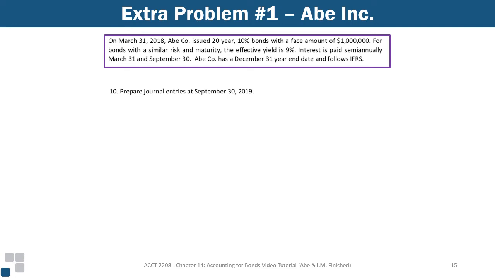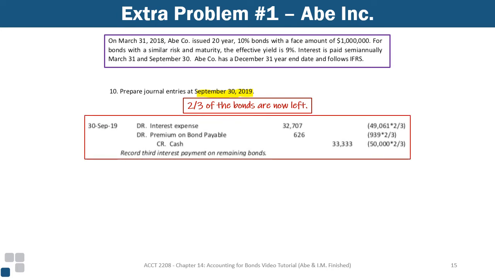Now we need to prepare the journal entries at the year end, which is December 31st, 2019. So we go just one more period here. Now at this point, 2/3 of the bonds are left. We got rid of 1/3, so we have to take anything that's left and multiply by 2/3. On September 30th, we're going to debit interest expense for $32,707. How do we know this? Well, since we already have our amortization table that we prepared earlier, we know the next payment has interest expense of $49,061. But 1/3 of those were acquired, leaving 2/3. So the interest expense is just $32,707.